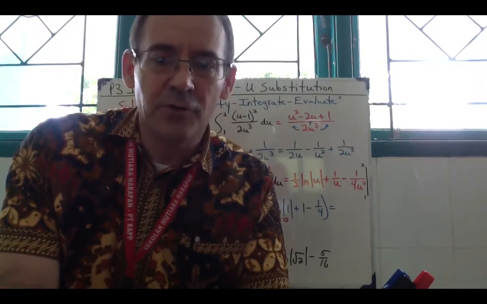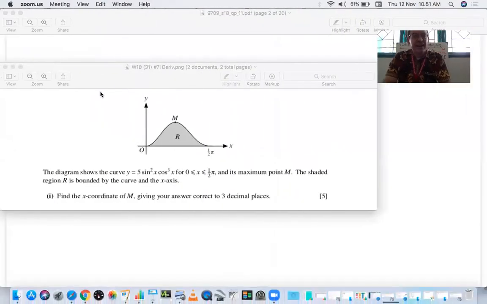Let me set up for the next one. Okay, let's go to our second problem. We see that we have this graph and this area under the graph. The diagram shows the curve y equals 5 sine squared x cosine cubed x from the interval 0 to pi halves. It has a maximum point and a shaded region bounded by the curve and the x-axis. So the first part says to find the x-coordinate of M.